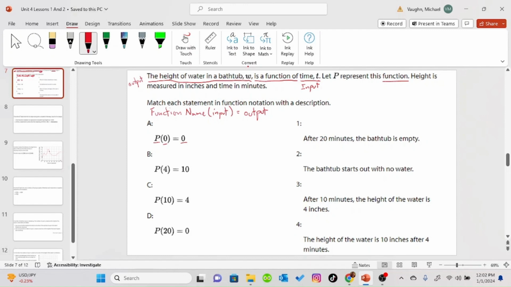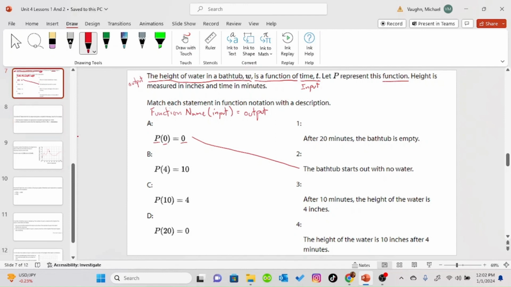So I have an input of 0. So my input is time. So that's 0 time. And an output of 0, which is the height of water being 0. So this means that A matches with number 2. The bathtub starts out with no water.